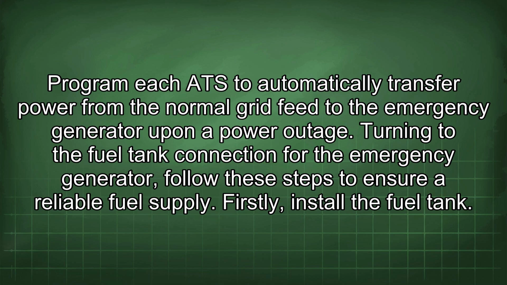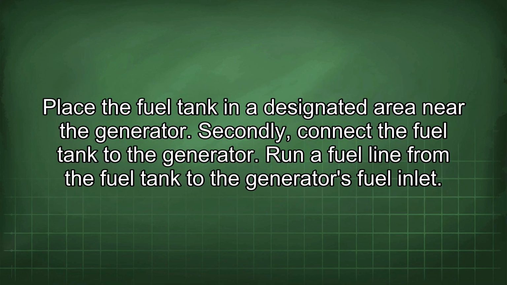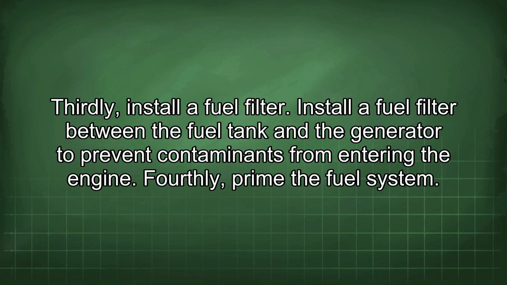Turning to the fuel tank connection for the emergency generator, follow these steps to ensure a reliable fuel supply. Firstly, install the fuel tank. Place the fuel tank in a designated area near the generator. Secondly, connect the fuel tank to the generator. Run a fuel line from the fuel tank to the generator's fuel inlet. Thirdly, install a fuel filter. Install a fuel filter between the fuel tank and the generator to prevent contaminants from entering the engine.